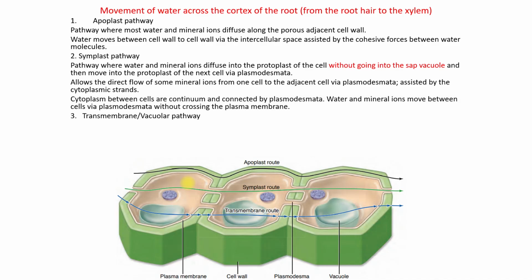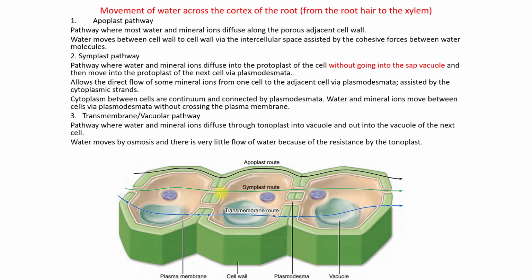Now, the cytoplasm between cells is a continuum. You can see here the cytoplasm of this cell and this cell are continuous and connected by this plasmodesmata. So water and mineral ions move between cells via plasmodesmata without crossing the plasma membrane.